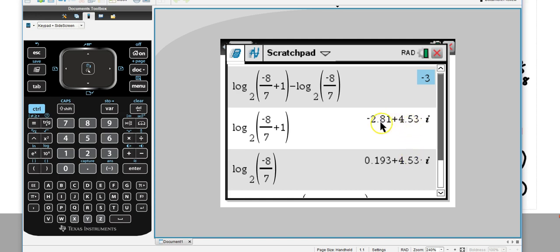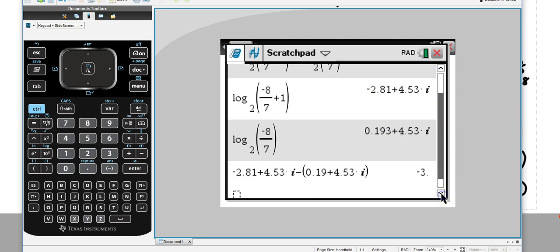But I want you to notice that the imaginary part of the number is exactly the same. So if I subtracted this number minus this number, which I show in the next line, and I went ahead and changed them both to 2 decimal places so it would turn out right here, negative 2.81 plus 4.53i minus the quantity 0.19 plus 4.53i ends up just being negative 3, because the 4.53i minus 4.53i is 0, and negative 2.81 minus 0.19 ends up being negative 3.